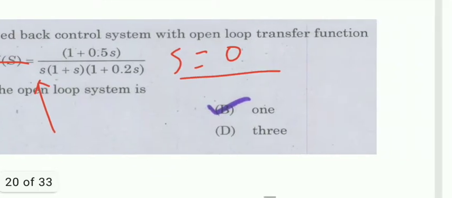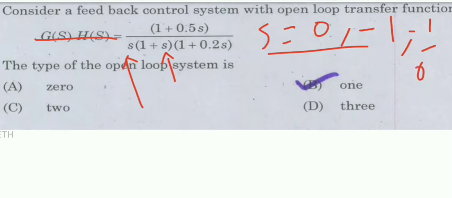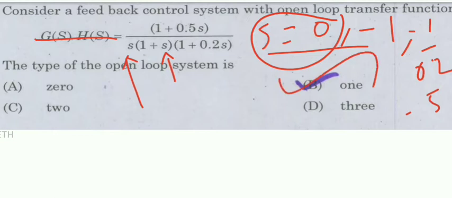Next, what is the other pole? I have one pole at s equal to minus 1. When you substitute s equal to minus 1 also, the total function will become infinity. And I have another pole at s equal to minus 1 by 0.2, that is nothing but minus 5. But type is determined by number of poles lying at the origin. Only one pole is lying at the origin, which is s equal to 0. So option B is the correct answer.